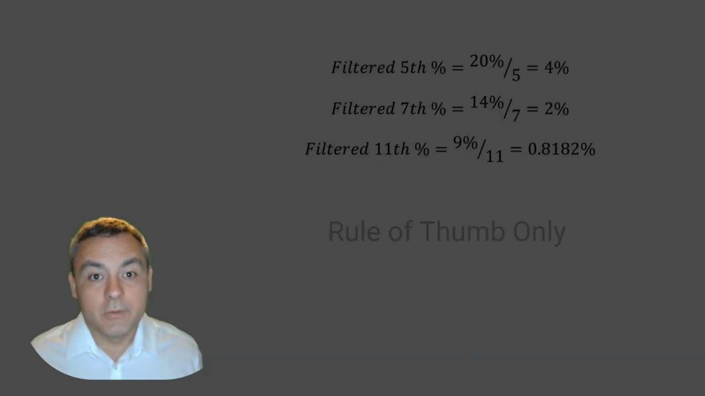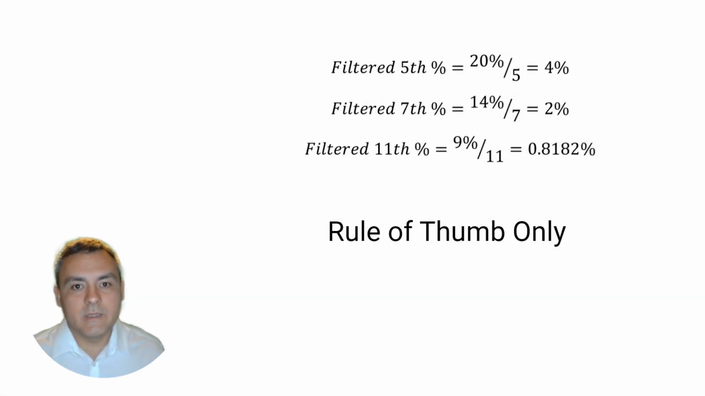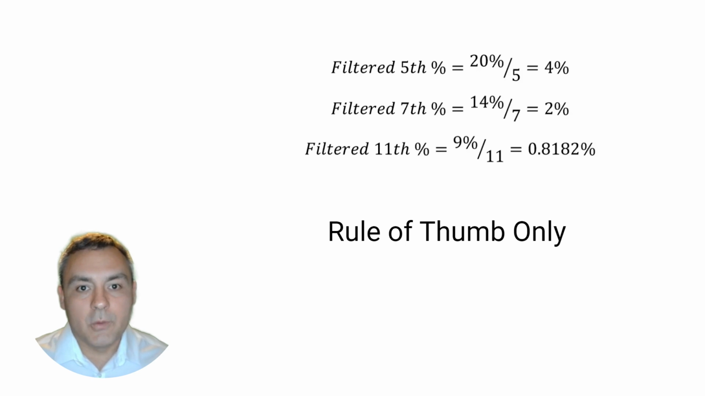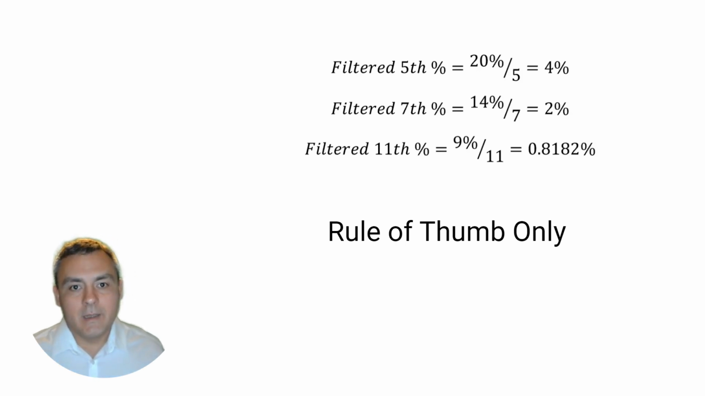Now let's calculate filtered harmonic percentage based off the initial harmonic content, and look at how effective the filtering is. The filtered 5th ends up being 4%, filtered 7th, 2%, the filtered 11th, 0.8182%.